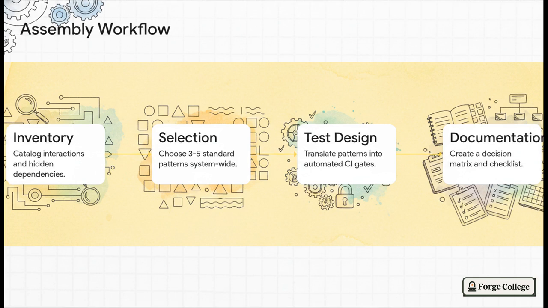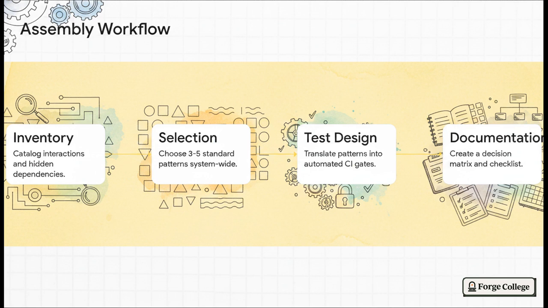Step 1 is inventory. You need to catalog every single interaction and hunt down those hidden dependencies. Step 2 is pattern selection. Pick 3 to 5 standard patterns for your entire system. Please, don't invent a totally unique behavior for every single endpoint. Consistency is your best friend here.